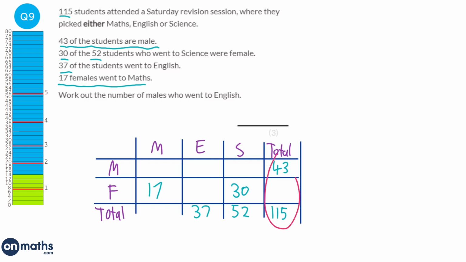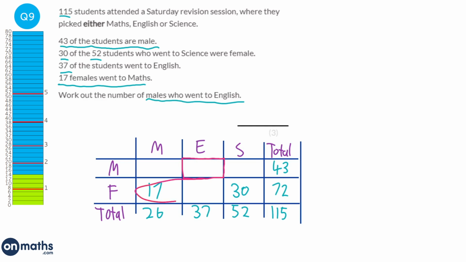So looking at these two, if there are 115 students altogether and 43 were male, that means 72 will be female. Looking along the bottom here, the total of English was 37, the total of science was 52, and the total altogether 115. And notice I'm not necessarily reading the question here, I'm just filling out the two-way table, but we'll read the question at this point. So it says work out the number of males who went to English. Males who went to English will be this box here, so this is our target. But you can't work that out directly, we've got to kind of go around and work out what we can.